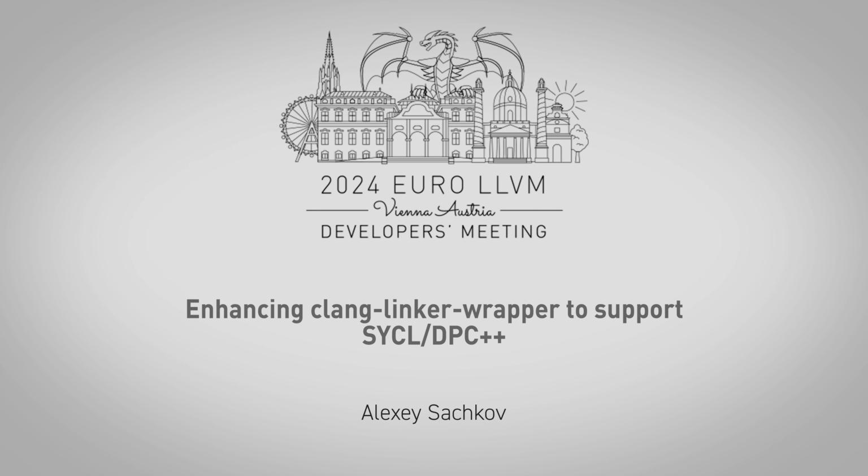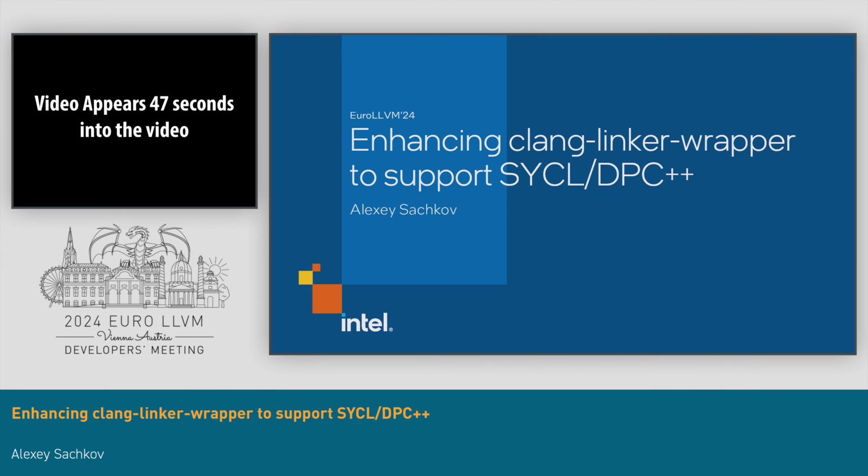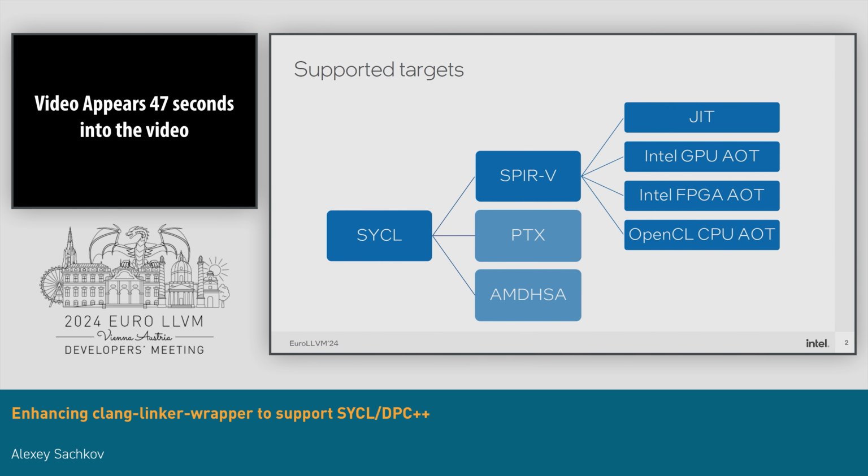Hi everyone, today I will be giving a quick talk about our still ongoing journey of transitioning to clang-linker-wrapper from the legacy offload wrapper tool to support SYCL and parallel C++. In our SYCL implementation, besides support for CUDA and HIP, we also support various Intel targets, and our main target for that is essentially the SPIR-V format, which allows us to support just-in-time compilation, for example, and aim for various hardware.